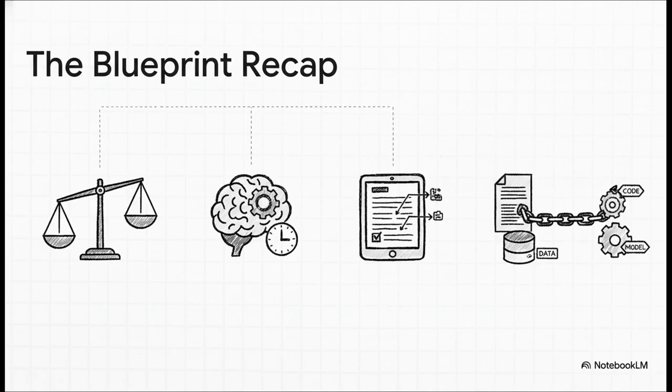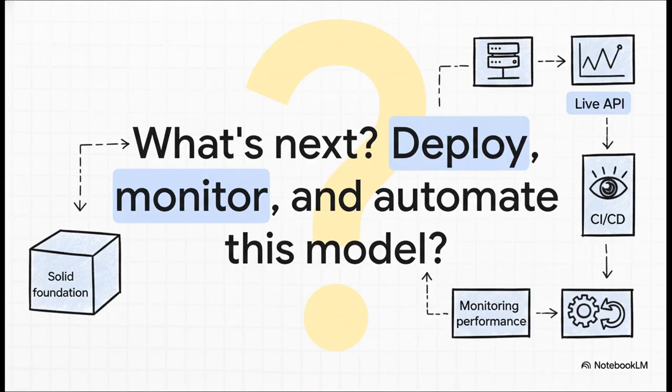So we've done it. We've built a solid foundation. We have a robust, versioned, and totally reproducible model artifact. But that's really just the end of the beginning, isn't it? The next big question is, okay, what does it take to deploy this thing, to monitor it in the real world, and automate this whole process so it runs by itself?